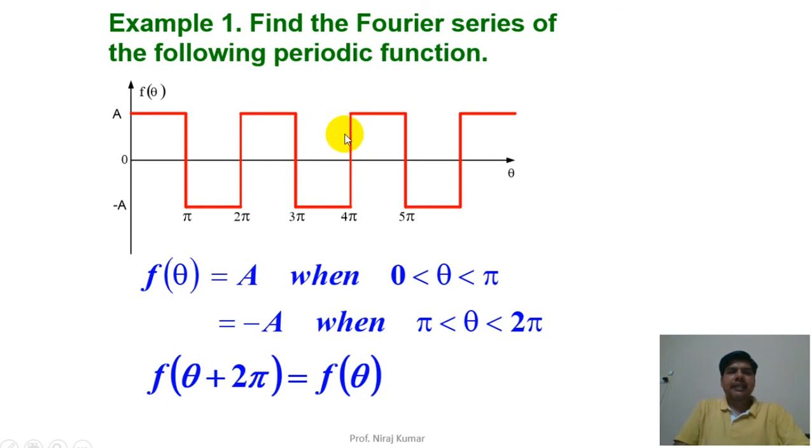So the time period is 2 pi here, because f of theta plus 2 pi equals f of theta, and this waveform can be summarized by f theta equal to a when theta is from 0 to pi, and f theta is minus a when theta is from pi to 2 pi.